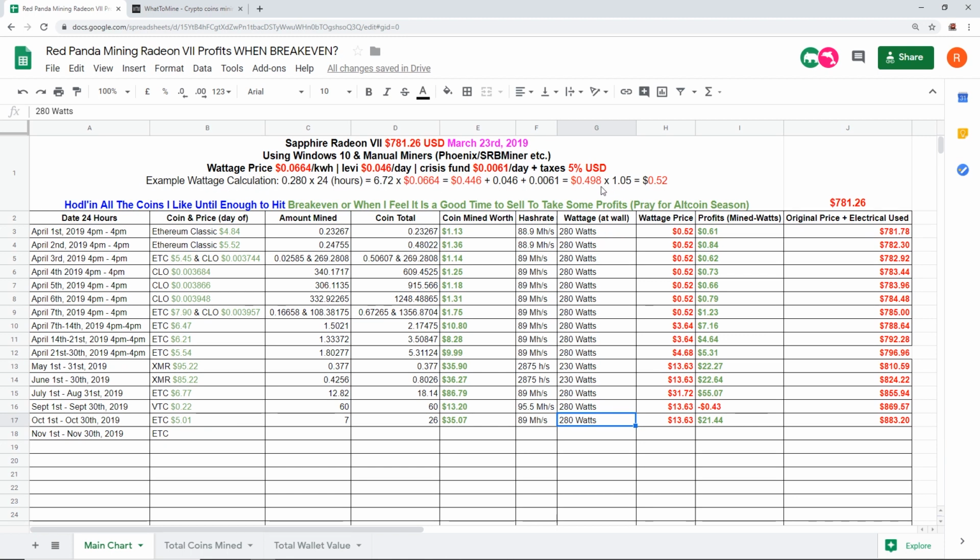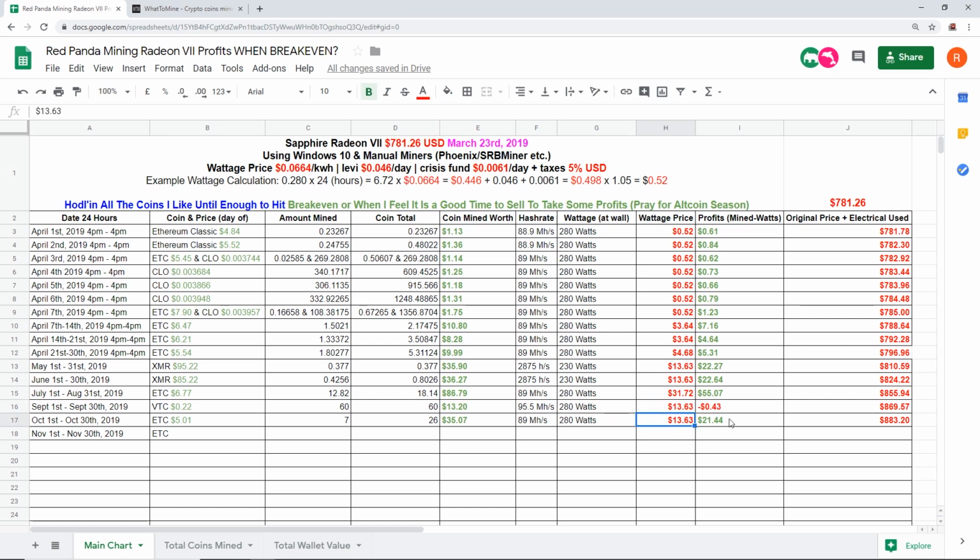You guys can see the example wattage calculations. For those that are new to my channel and wondering how I calculated my kilowatt per hour costs, it is right here. So 0.280 is 280 watts. That's my example calculation, and you guys can pretty much use this formula as well if you'd like.